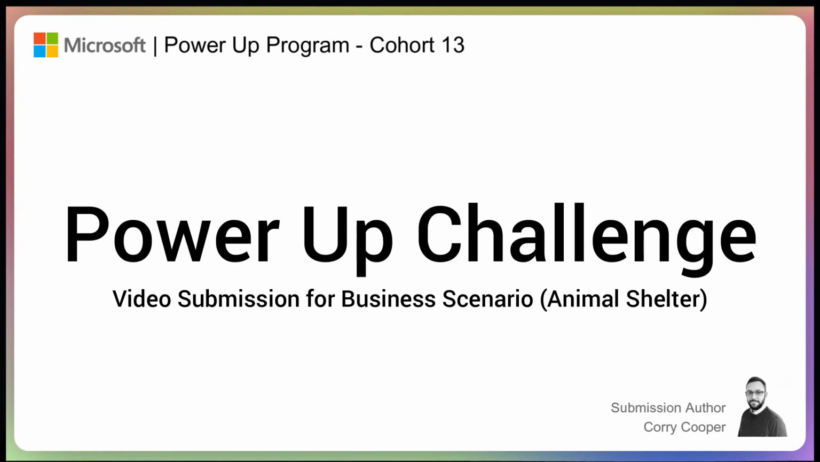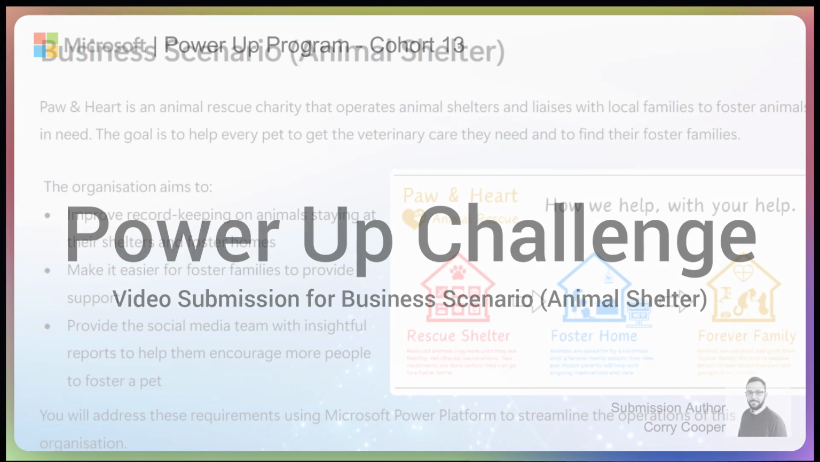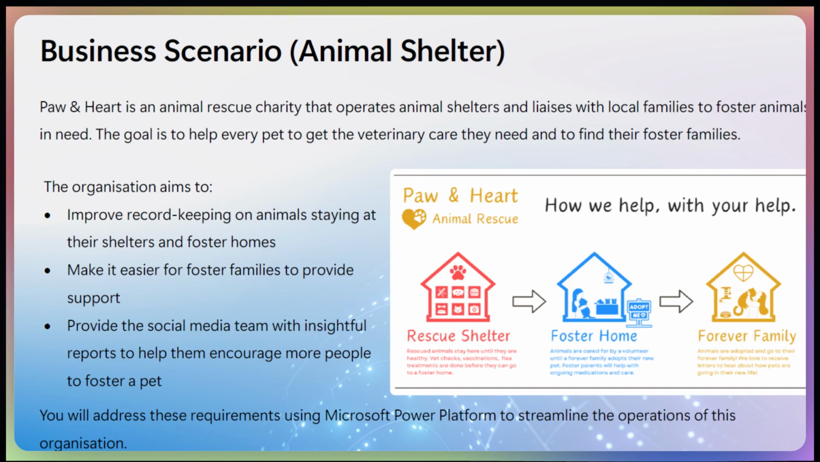This is my Power Up Challenge video submission for the business scenario of animal shelter. Throughout this video, I'll be demonstrating how I address the challenge requirements. Before I move on to the first set of requirements, here is a recap of the business scenario with the main objective of streamlining the operations of the Paw Heart animal rescue charity.